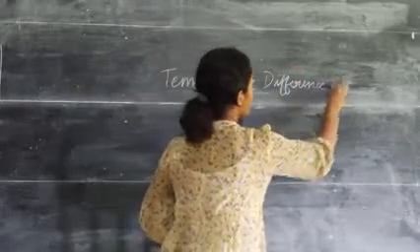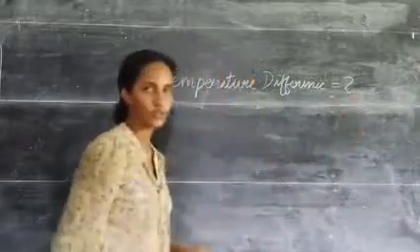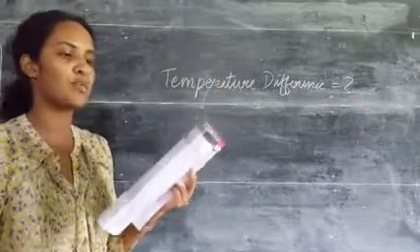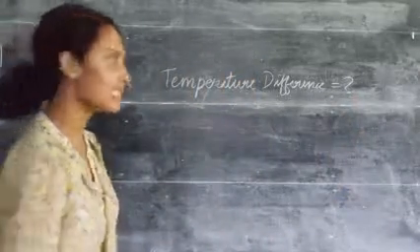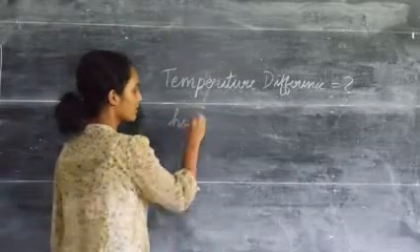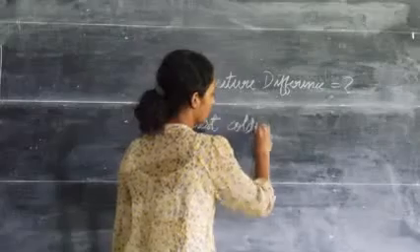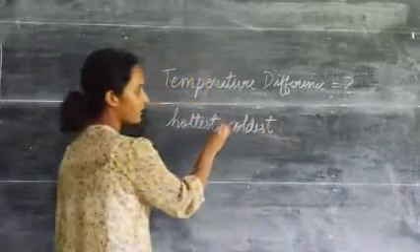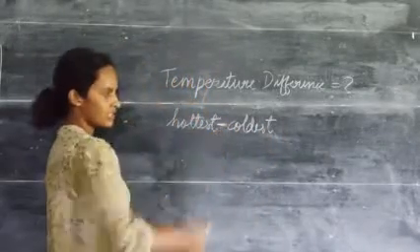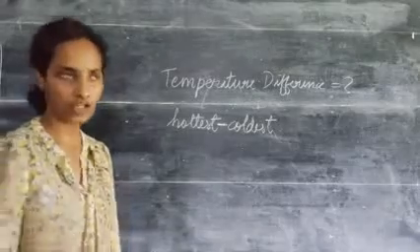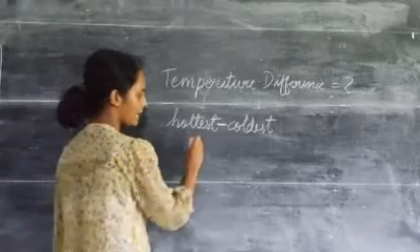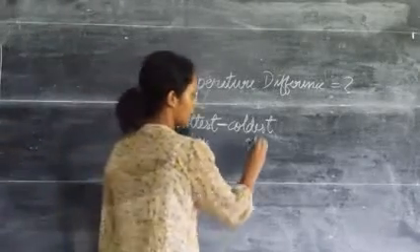What do we have to find? We have to find the temperature difference, that is unknown, right? Temperature difference between what? Between the hottest and the coldest place. Difference means minus, subtraction, between the hottest place and the coldest place.